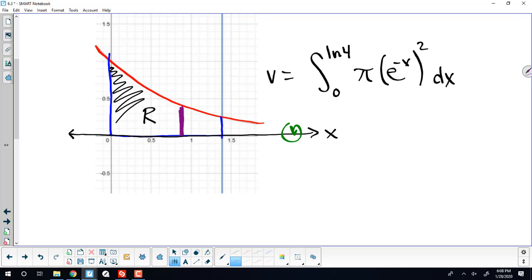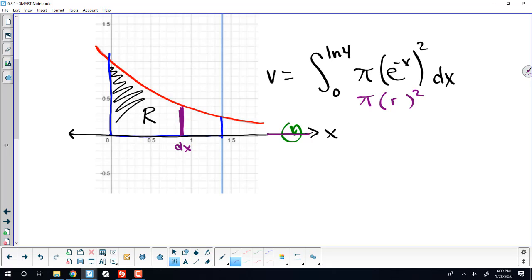Since we're revolving it around the x-axis, the disk is perpendicular to that axis. So remember this has a thickness dx, so we're integrating with respect to x, ranging from 0 to the natural log of 4. So those are our bounds. And then we have pi times the radius squared. Okay, so that's our radius. Any questions on the setup?